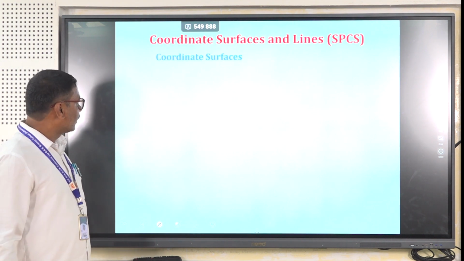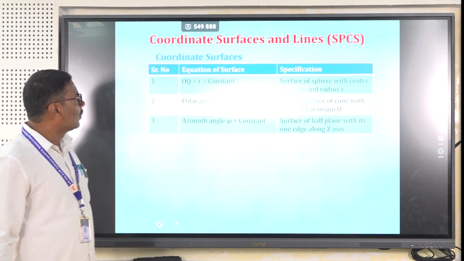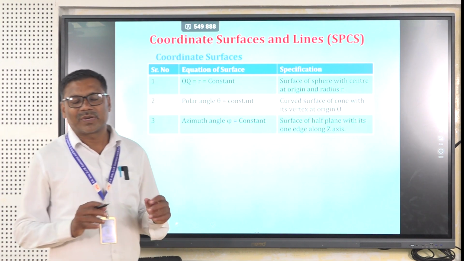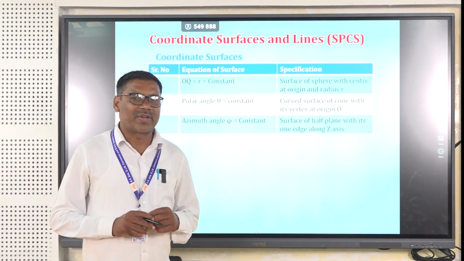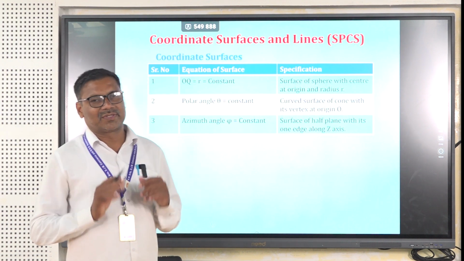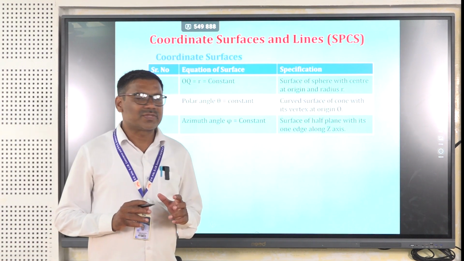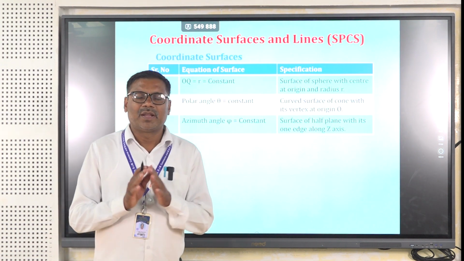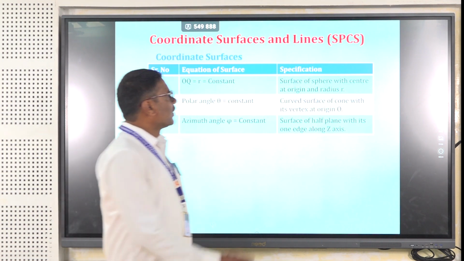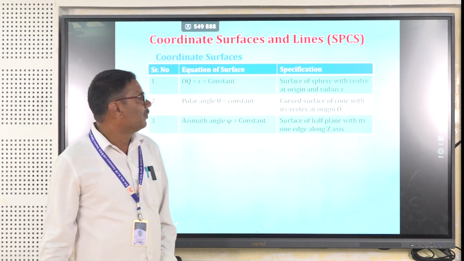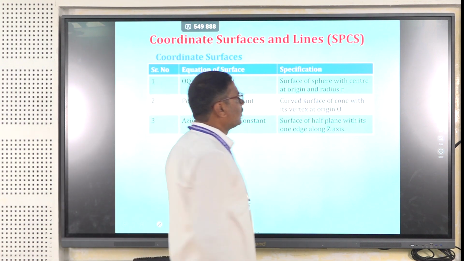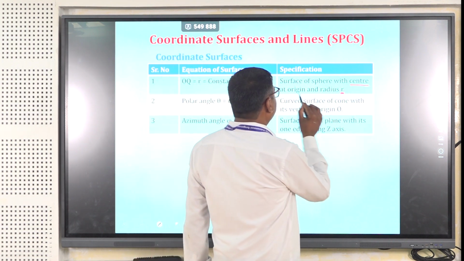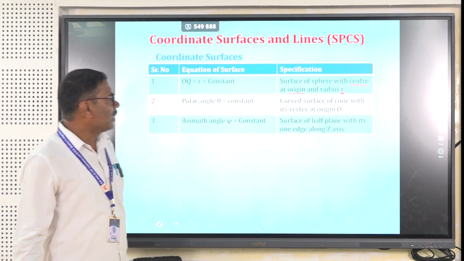Now first, the coordinate surface. Along a coordinate surface one coordinate is fixed and the remaining coordinates are varying. If the coordinate r is fixed, then the coordinates theta and phi are varying. So coordinate r fixed represents the surface of a sphere whose center is at the origin, and r is the radius of that sphere.